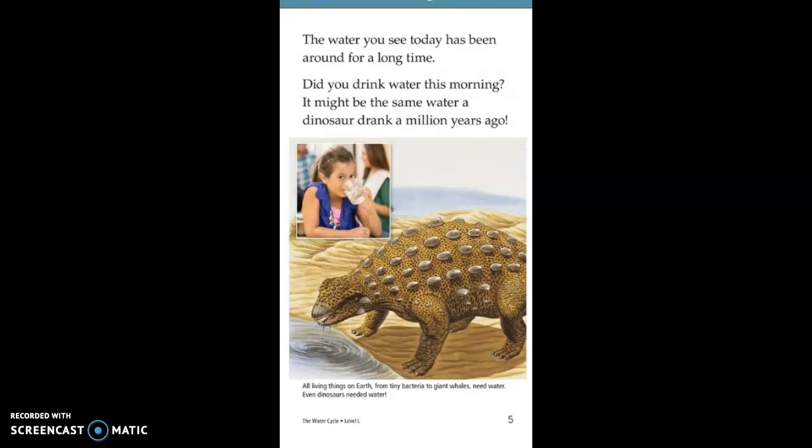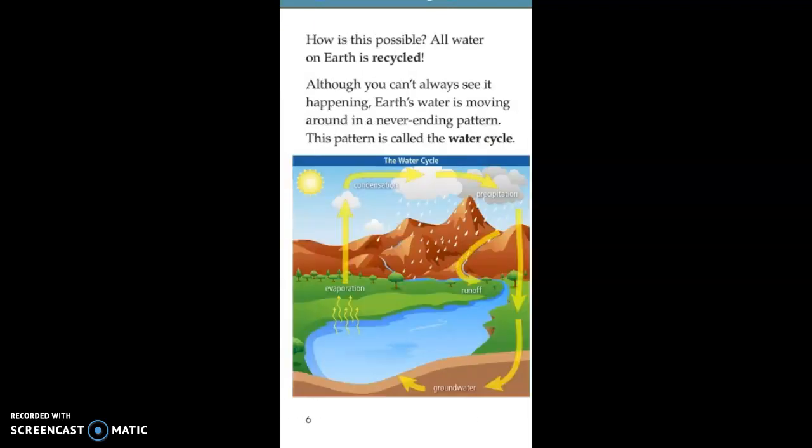So we're going to go ahead and skip right to my page here, and it says, how is that possible? All water on Earth is recycled. Remember, recycled means to be used over and over again. Although you can't always see it happening, Earth's water is moving around in a never-ending pattern. This pattern is called the water cycle.